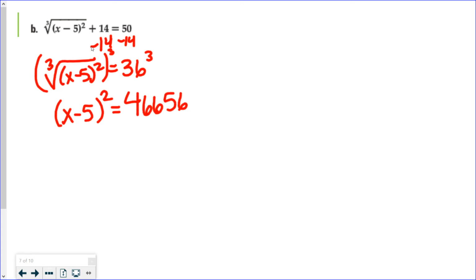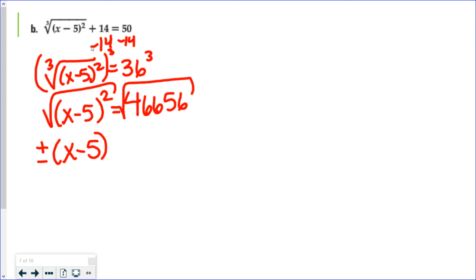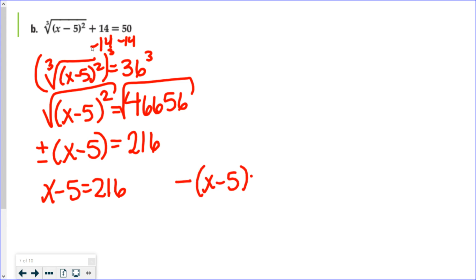All right. Now I'm still trying to get x by itself, so I'm going to take the square root of both sides. And so I get x minus 5. Now when I take the square root of something that has a variable in it, it's plus or minus the square root of x minus 5. When I take the square root of a positive number, it's just going to be a positive number, in this case 216. So I have one equation, x minus 5 is equal to 216. And the other one is negative times x minus 5 is equal to 216.